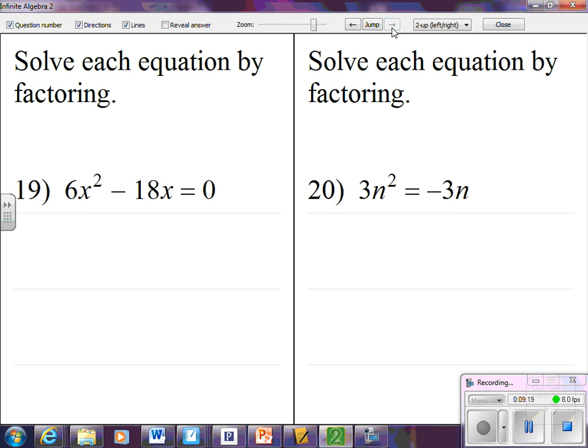If there's a number in front of the squared term, most of the time it has a GCF. Yeah, not every time, but a lot of the times. All right, this one? You're good? You need number 20? Okay. I'm going to add 3 in.